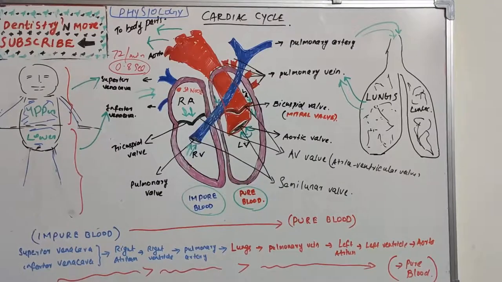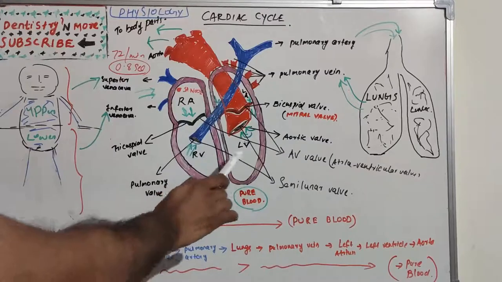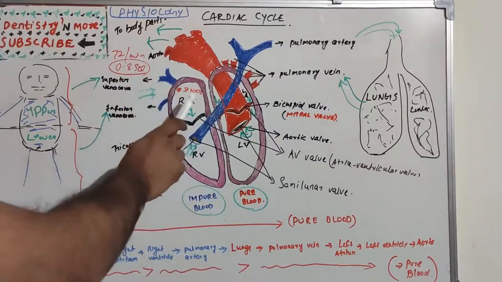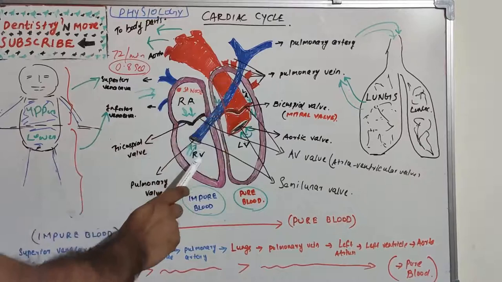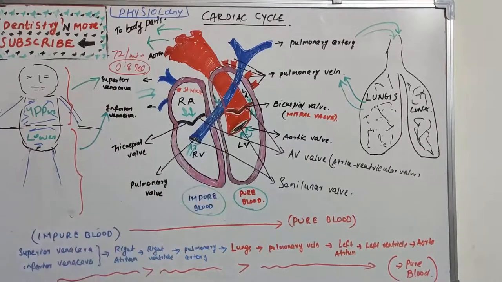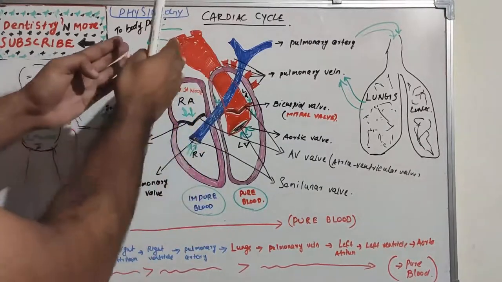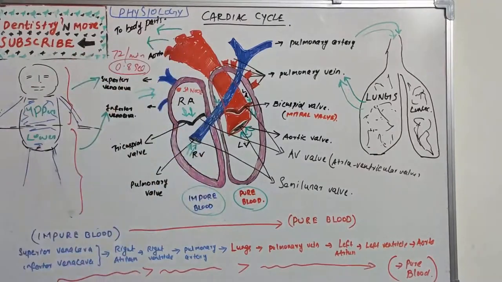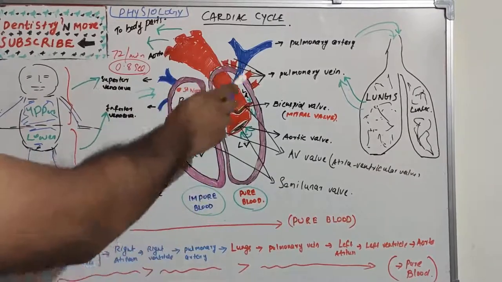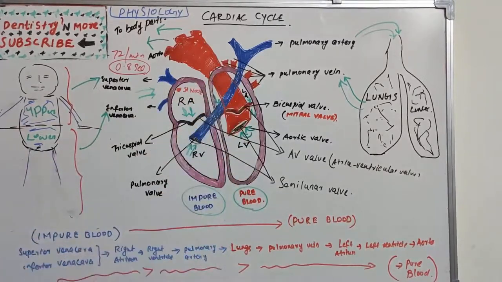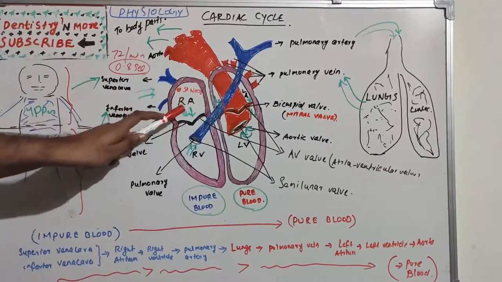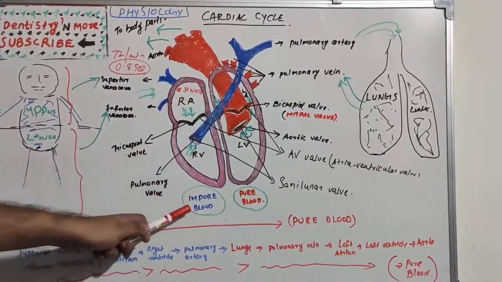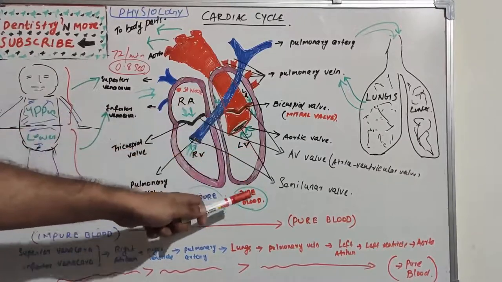Human heart has four chambers, the two upper chambers and two lower chambers. The upper chambers are known as atria, and the lower chambers are ventricles. So this is right atrium, left atrium, right ventricle, left ventricle. So this is the right half of the heart, this is the left half of the heart. So right half carries impure blood and left half carries pure blood. That is, right atrium and right ventricle carry impure blood, left atrium and left ventricle carry pure blood.